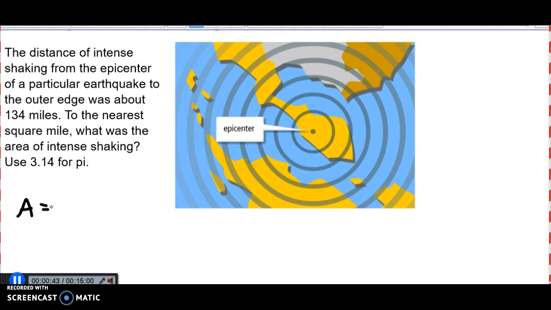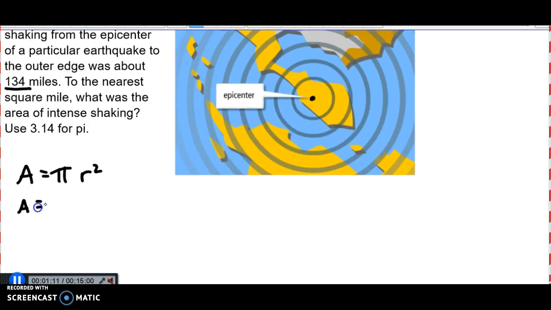So if we're looking at the distance of intense shaking from the epicenter, which is the center of our circle, of a particular earthquake to the outer edge, and we know that was 134 miles, because it begins in the epicenter and this distance takes us from the center to the outward edge of the circle, that's going to be our radius. So remember our 3 steps. We're going to write the formula, substitute what we know, and then solve.